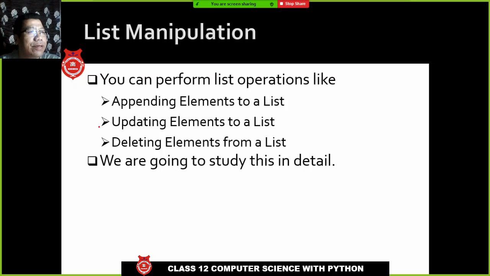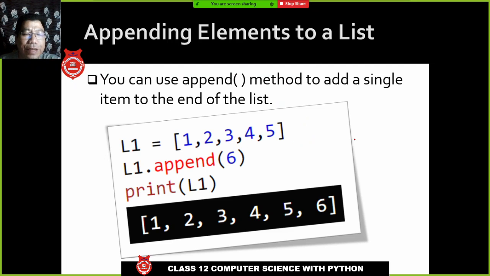Now let's go to list manipulation. Okay, list manipulations. We have 3 important operations for list manipulation: appending, updating, and deleting. Okay, so let's study one by one.